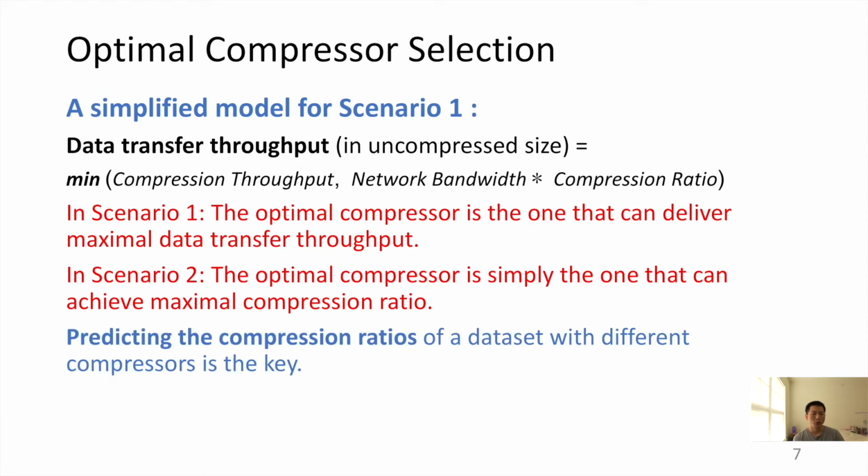Predicting the compression ratios of a dataset with different compressors is the key. Currently, we simply use small data samples to predict the compression ratio of the datasets. Basically, we use prefix sampling to get the first 1 MB of data from the dataset. We compress this sample to predict the compression ratio of the datasets. And we know this naive method is not accurate, and we are enhancing it.